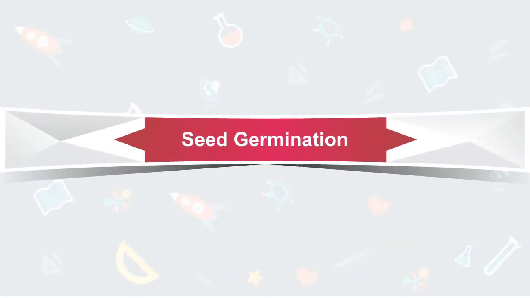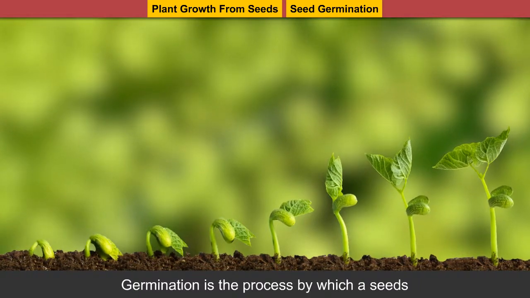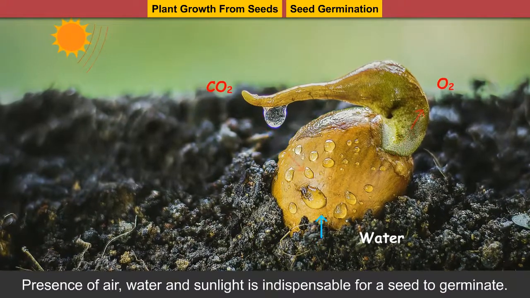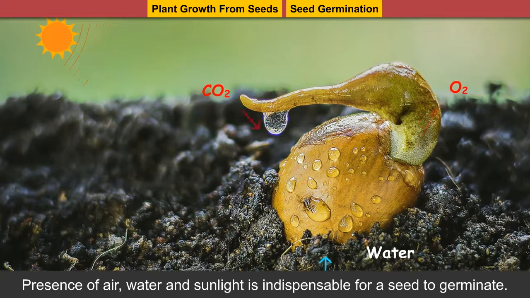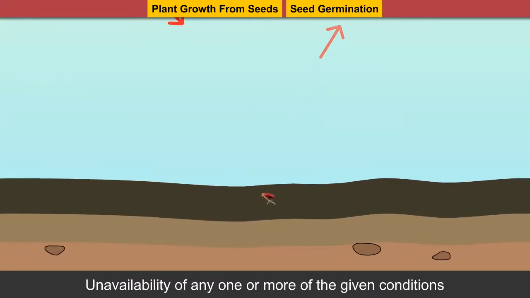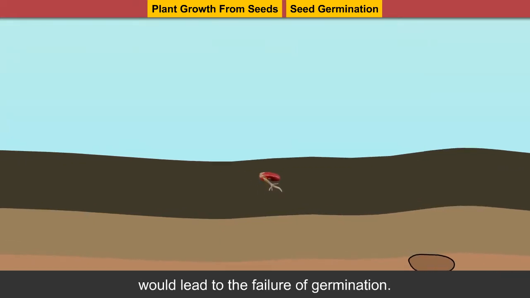Seed germination. Germination is the process by which a seed sprouts and develops into a new plant. Presence of air, water and sunlight is indispensable for a seed to germinate. Unavailability of any one or more of the given conditions would lead to the failure of germination.